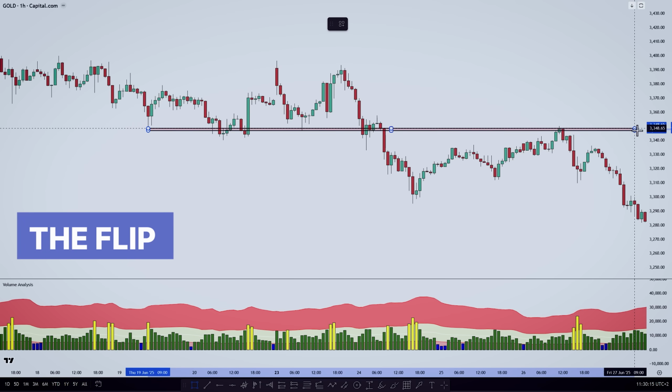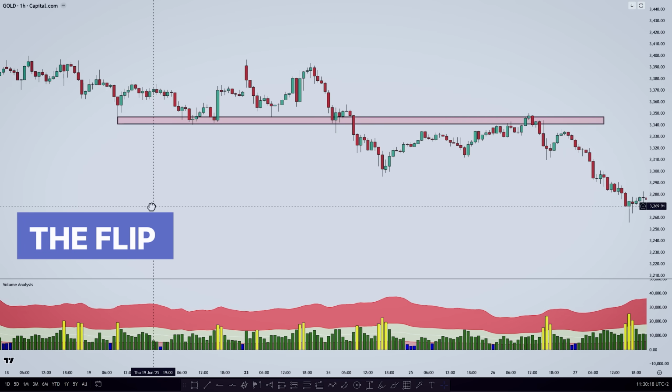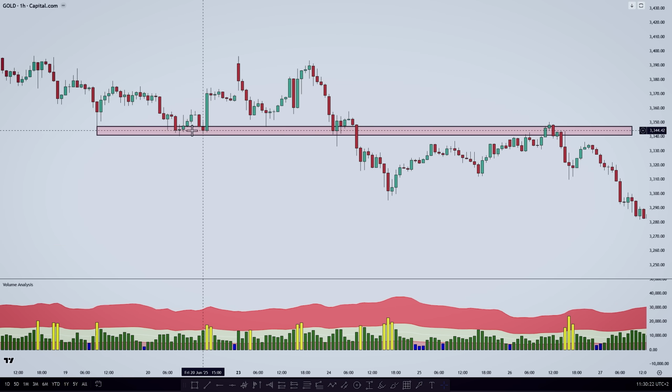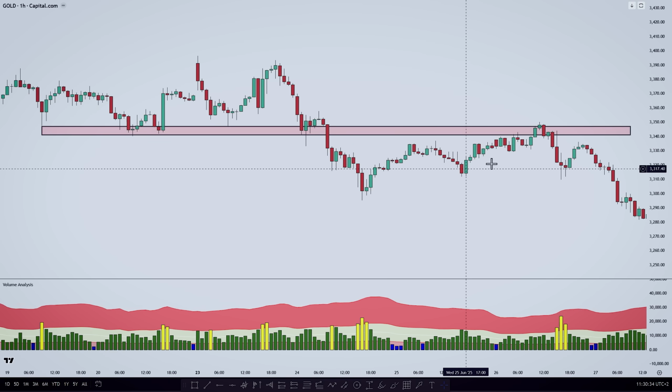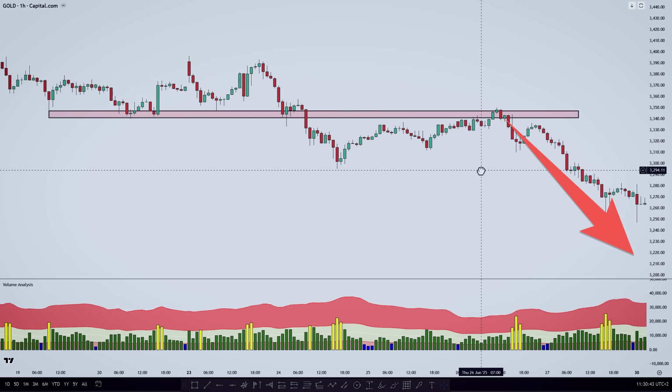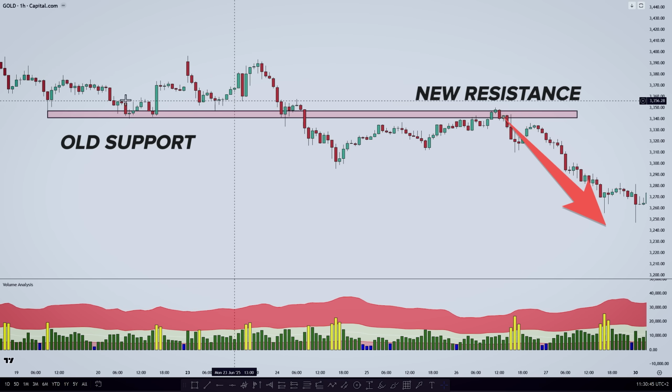Now here's the most reliable setup in trading. The flip. Support becomes resistance. Resistance becomes support. Check this out. Price bounces on this level 3 times. Strong support. Buyers feel safe there. Then price crashes through. Now all those buyers are trapped. When price rallies back to the underside of that old support, what happens? All those trapped buyers sell to escape. That selling pressure turns old support into new resistance.